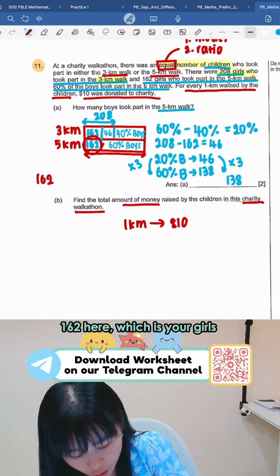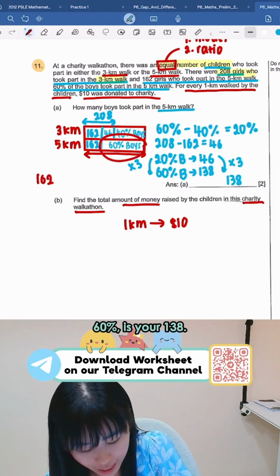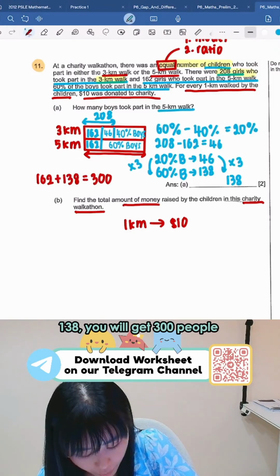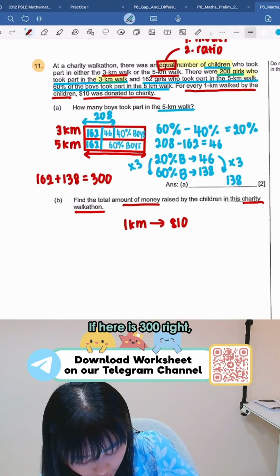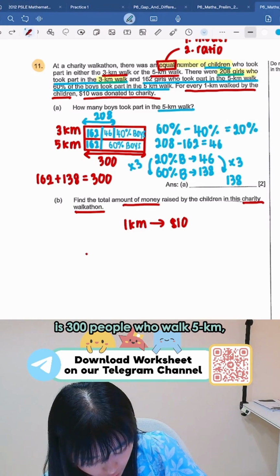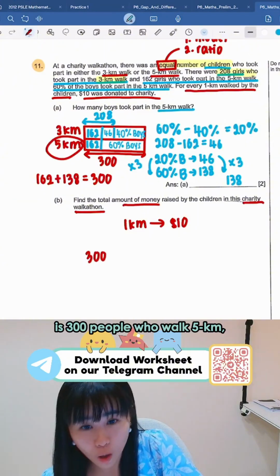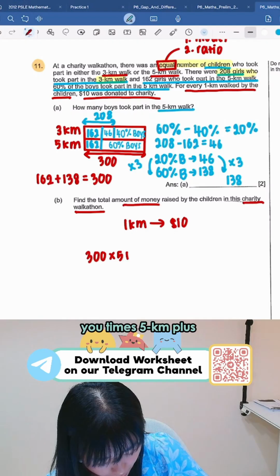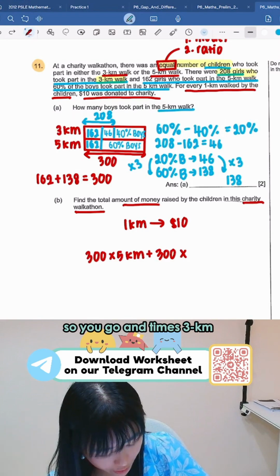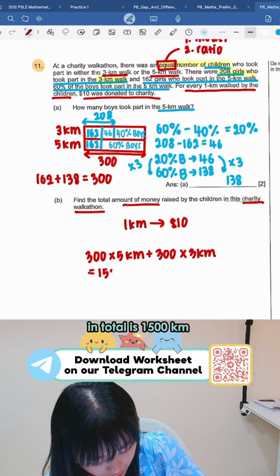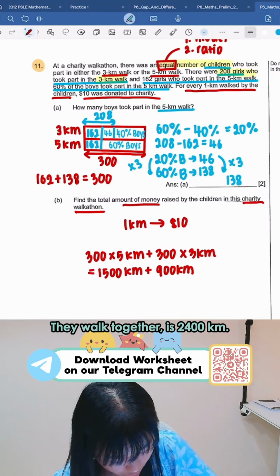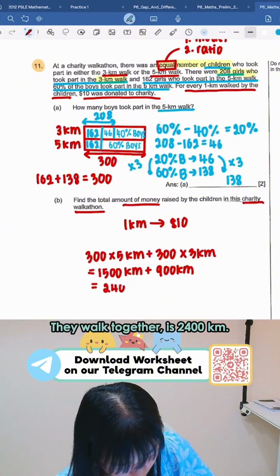162 here, which is your girls, plus your boys, 60% is your 138. So you plus 138 like this. You will get 300 people who participated in the 5 km walk. If here is 300, here is also 300 people. So in total, 300 people who walk 5 km, you times 5 km, plus 300 people who walk 3 km, so you times 3 km. In total is 1500 km plus your 900 km. They walk together is 2400 km.